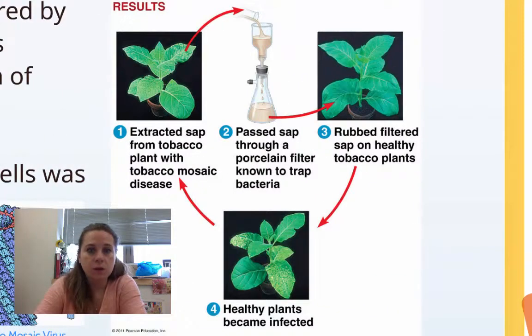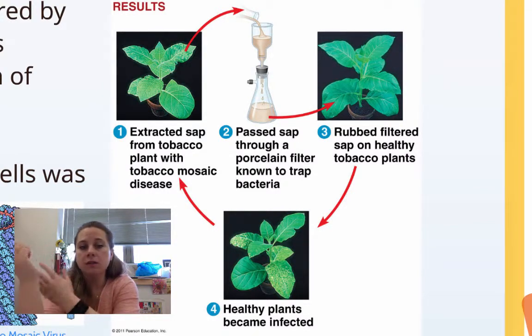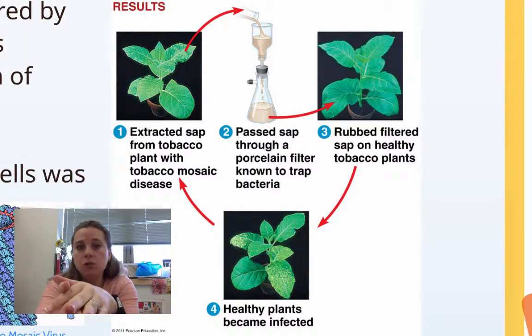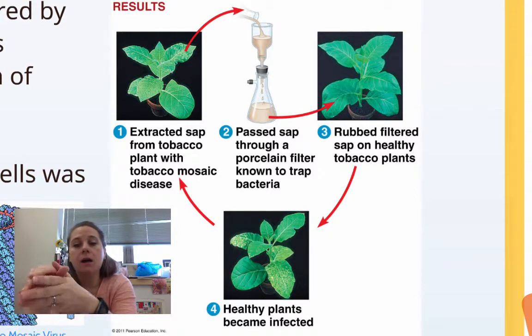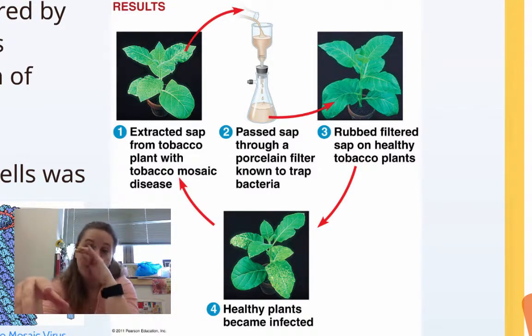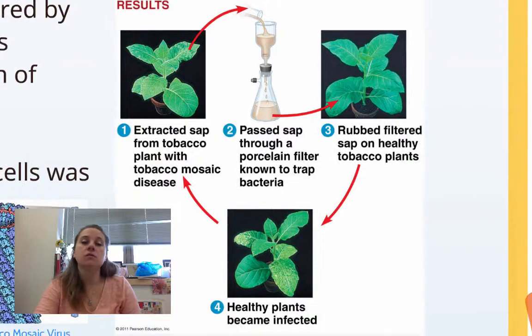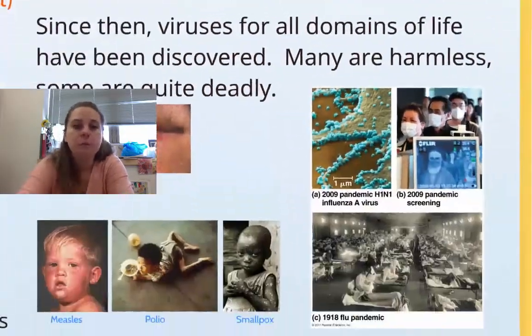So this is what ended up happening. Basically, extracted sap from the plant got passed through a filter known to trap bacteria, but then you rub that back on the plant, and the healthy plant became infected. So we knew it was something smaller than any kind of cell that was causing this, and that's the deal with viruses. They tend to be extraordinarily creepy, tiny buggers.